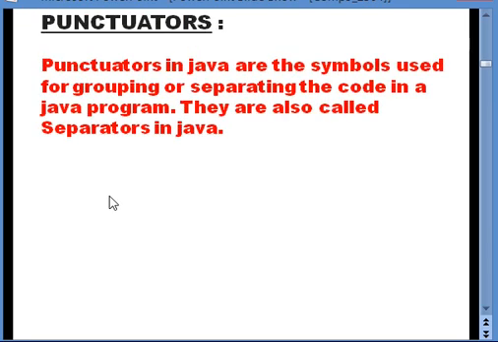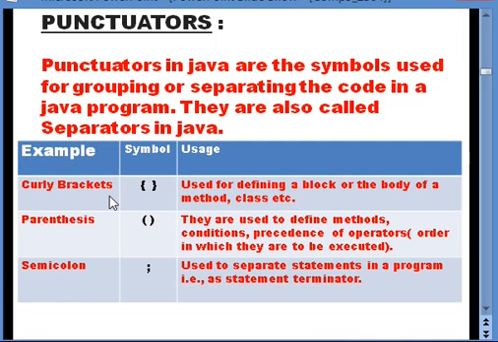The next thing that we are going to discuss in token are punctuators. Punctuators in Java are the symbols used for grouping or separating the code in a Java program. They are also called separators in Java. Let us take few examples. Curly brackets, which are used for defining a block or the body of a method, a class, a conditional statement, a loop, etc. Then we have parentheses, the circular brackets.